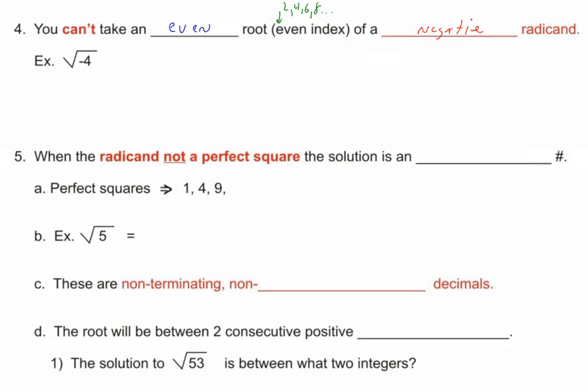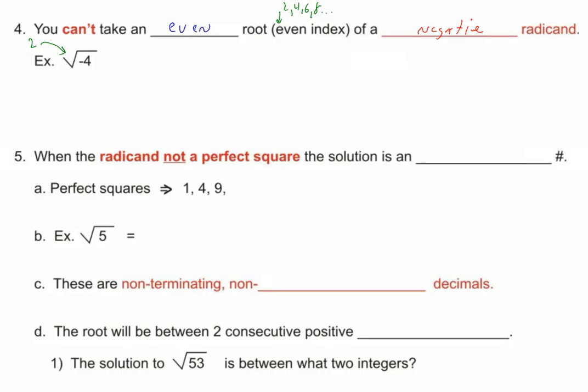So look at our example for number 4. What kind of root is this? What's the index? 2. It's not shown. We know that. How do I know that? I taught you that. When you don't see an index, the index is 2 and it's a square root. So it's a square root. And it's telling us what number times itself 2 times equals negative 4.